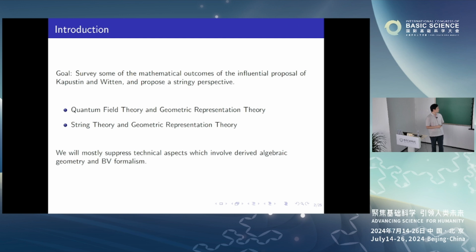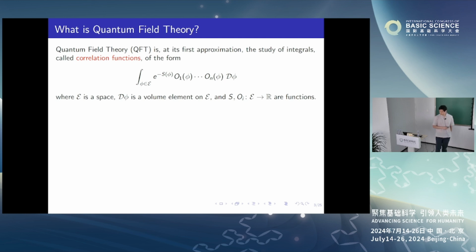I'm not going to be too technical. I will try to suppress some technical aspects, which for me, the main technical aspects involve what is called derived algebraic geometry. It's a little too technical, so I'm not going to use that. And the BV formalism, I'm going to sort of use, but not really going to explain. I'm going to try to explain things in words. Okay, so let me start from the beginning.